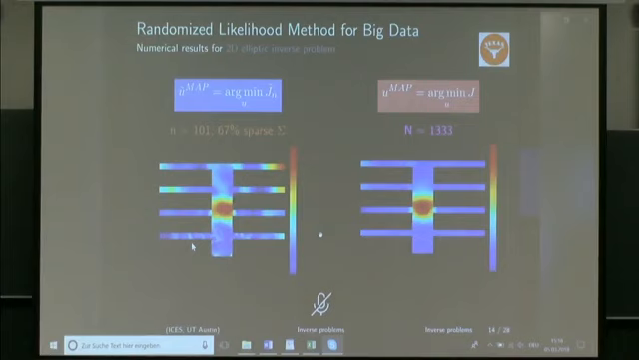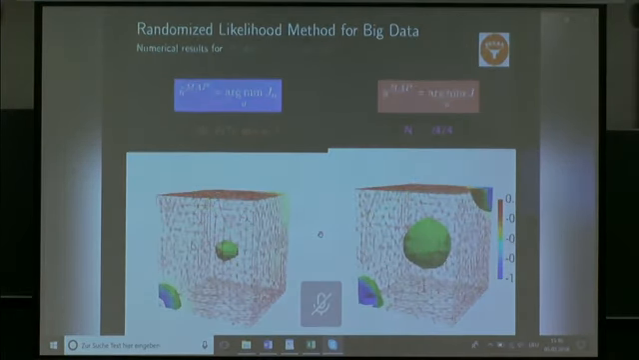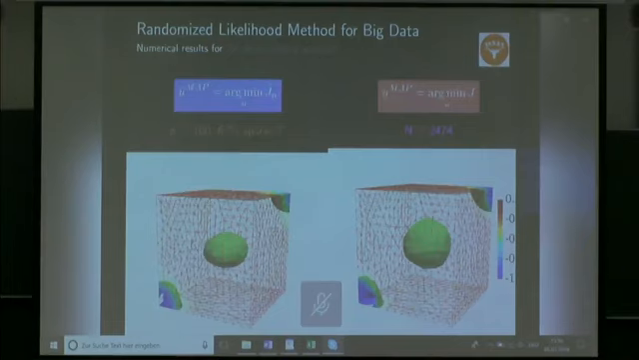Okay, so let me also show you a result for 3D. And the right-hand side again is the full problem with 2,474 data points. Basically, those are the finite element nodes. And on the left-hand side with 50 random projections, right? Again, 67% sparsity. And we actually already see something like 3 blobs inside the box. But if you make it 100, we almost recover the 3 blobs on the right-hand side.